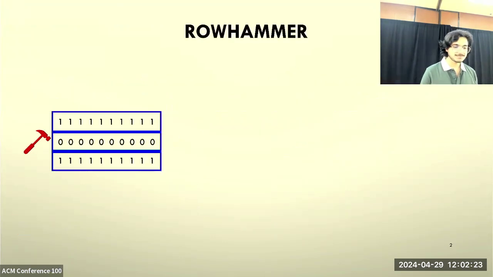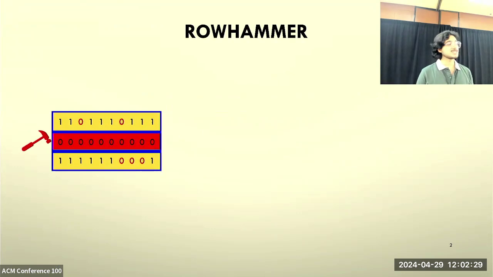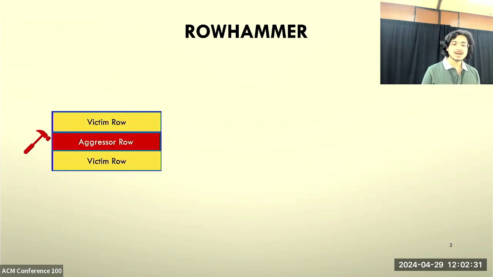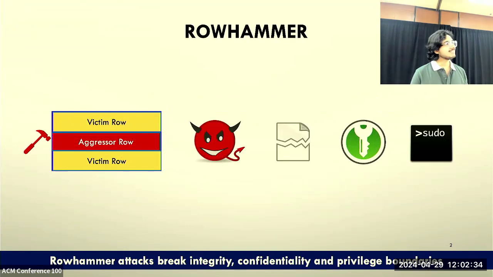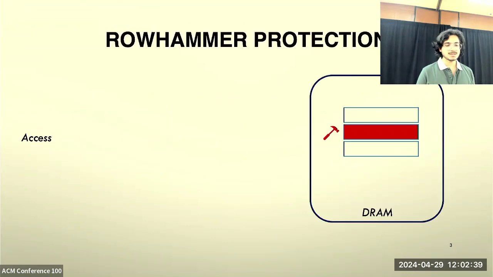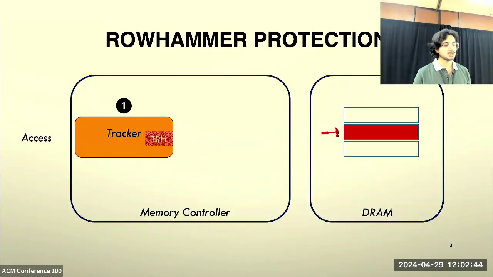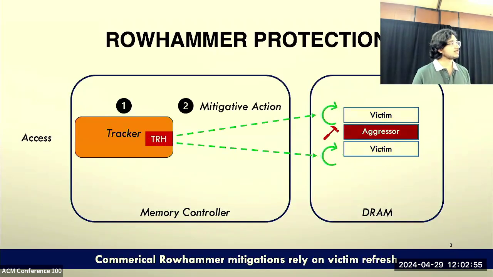So let's get started. Rowhammer is a hardware vulnerability where frequently activating an aggressor causes bit flips in nearby victim rows. Rowhammer is not just a reliability concern, but a severe security threat that can break confidentiality and privilege boundaries. Typical solutions for Rowhammer consist of two parts: tracking activations to a row and performing a mitigative action once the aggressor reaches a threshold of activations. The typical mitigative action involves refreshing the victim rows to prevent Rowhammer, and this is a commercially deployed mitigation and can be found in DDR4 modules.